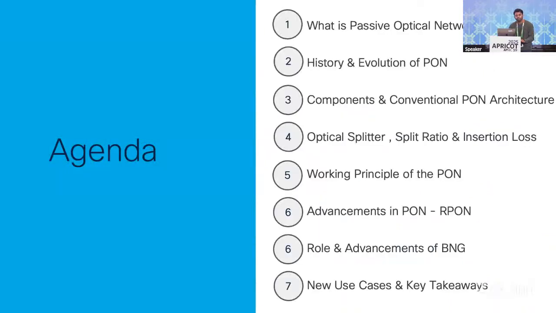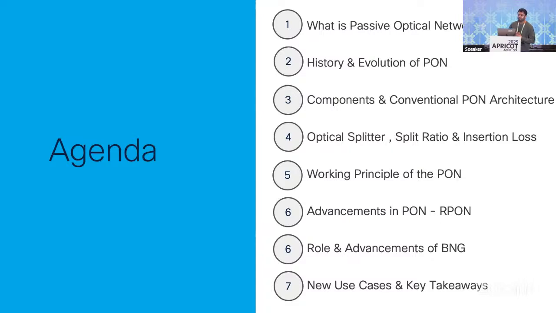What are we going to look at and what details are we going to talk about in this session? First of all, we have to understand the basics of these networks, like what exactly passive optical networks are. We will talk about the history of these passive optical networks and how they evolved over time. Then we will talk about the various components that make up the PON network. We will talk about the internals: optical splitters, split ratios, and insertion losses. We will talk about the working principles of how it works in the upstream and downstream direction.